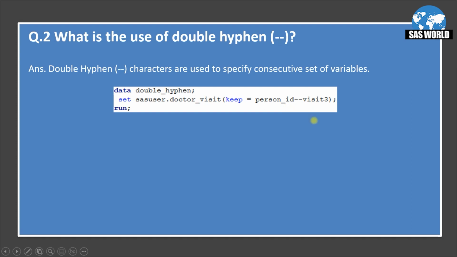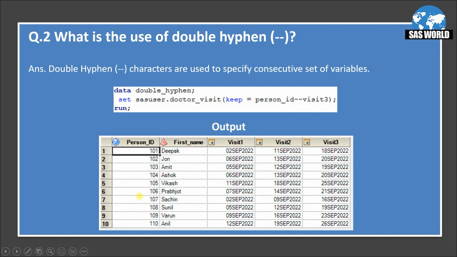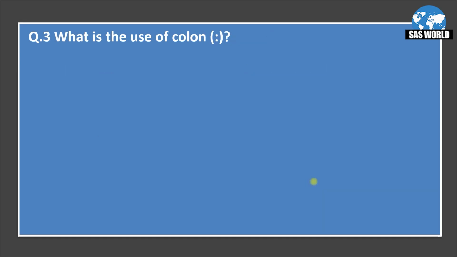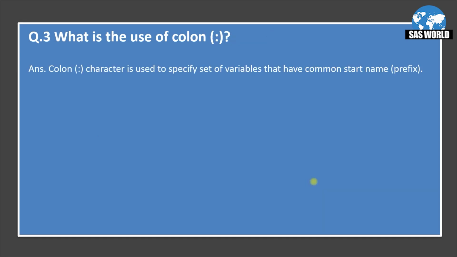Let's see the output, what all variables will show. We are getting person ID, and after person ID we have first name, visit 1, visit 2, visit 3. So this way you need to specify only the first variable and the last variable, and all the variables between will show. Let's move on to the next slide. What is the use of colon? Let's first see the answer.